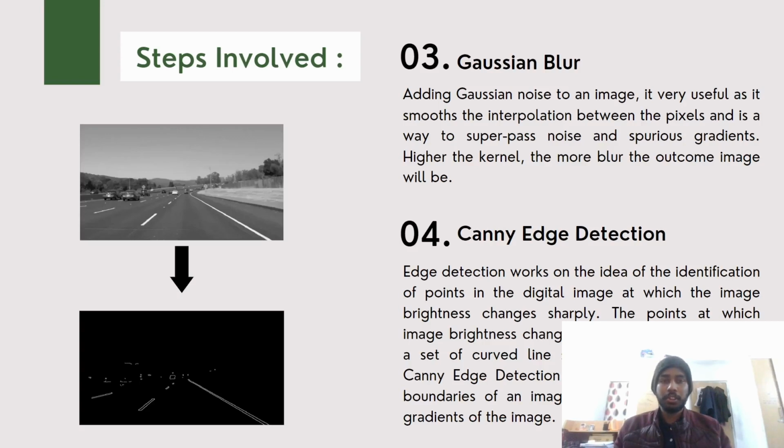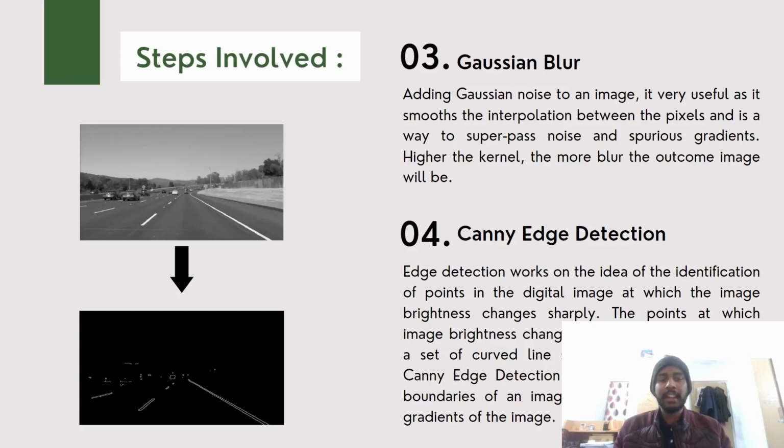Step 3: Gaussian blur. Adding Gaussian noise to an image is useful in smoothing the interpolation between the pixels. The Gaussian blur function contains a kernel, which typically is a 5 cross 5 matrix, but can vary according to the model. This 5 cross 5 matrix contains values from the normal distribution and is used on every pixel to smooth out the gradient. The higher the kernel size, the more blurred the outcome image will be.